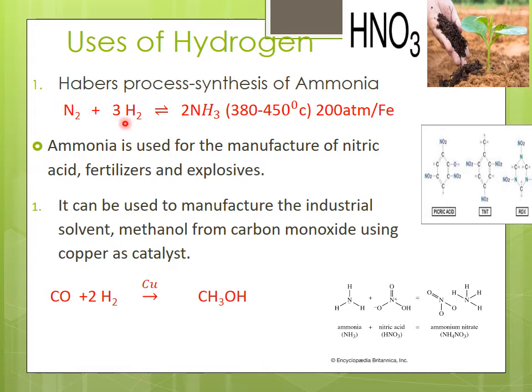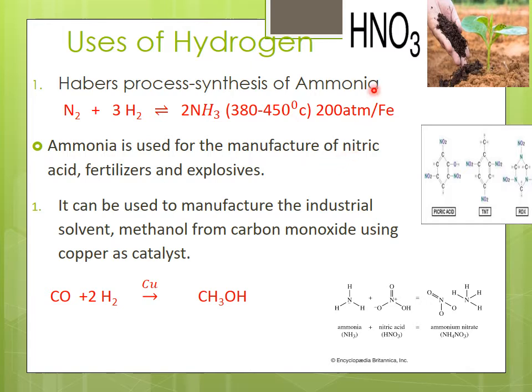One part nitrogen and 3 parts hydrogen, that is a 1:3 proportion. Nitrogen and hydrogen are heated at a temperature of 380 to 450 degrees Celsius, and the pressure maintained is 200 atmospheres. Iron is used as the catalyst. When N2 plus H2 react, you get the product called ammonia. And this ammonia is used for the manufacture of nitric acid, fertilizers and explosives.